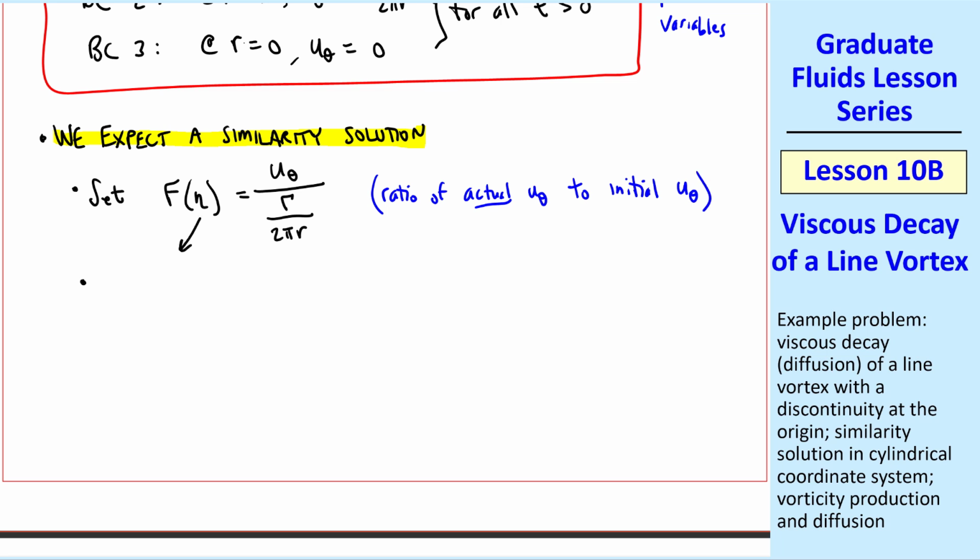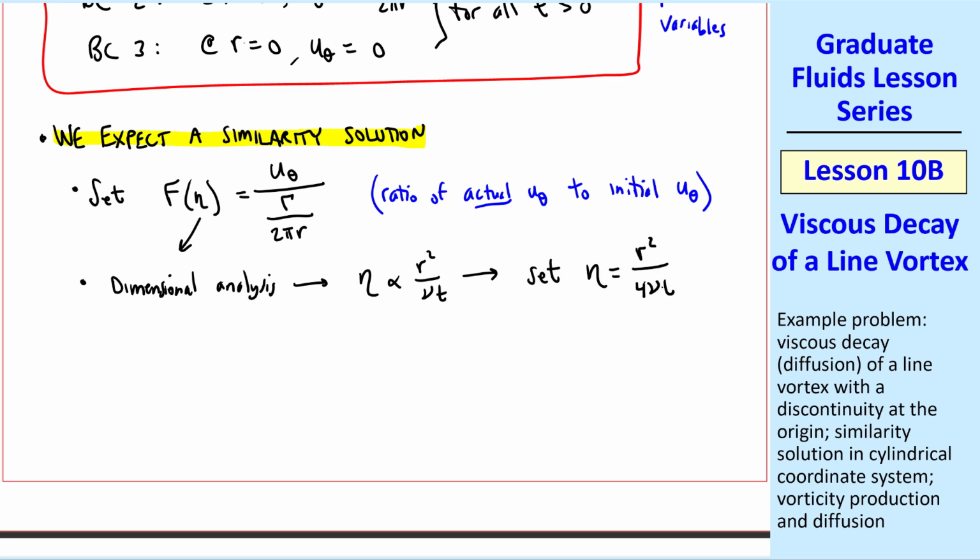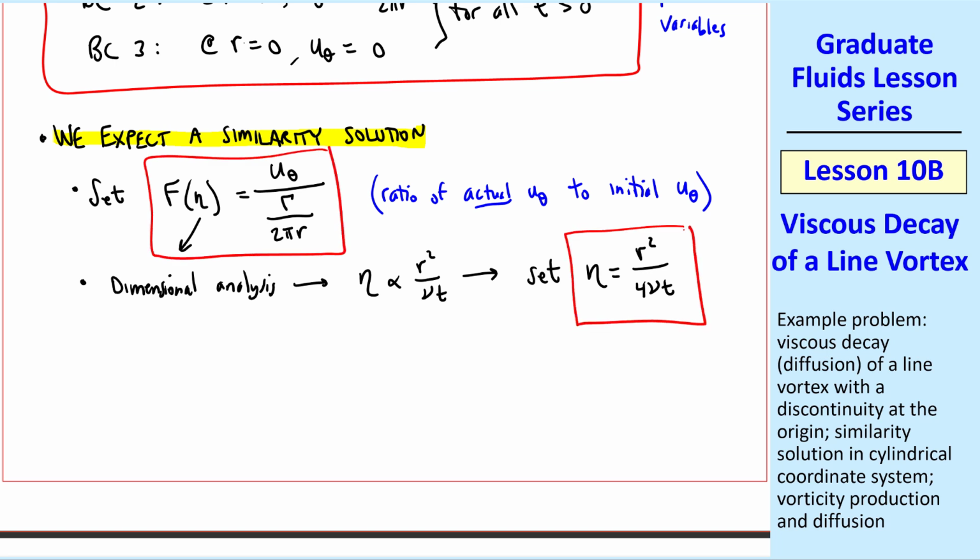And what about eta? Since there's no length scale, we can use dimensional analysis to show that eta must be proportional to r squared over nu t. So let's set eta equal r squared over 4 nu t. This constant 4 is arbitrary, but as we'll see, it makes our algebra simpler. So this is our dependent similarity variable, and this is our independent similarity variable.